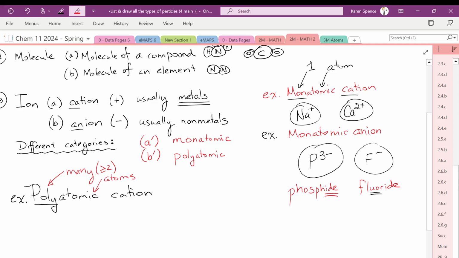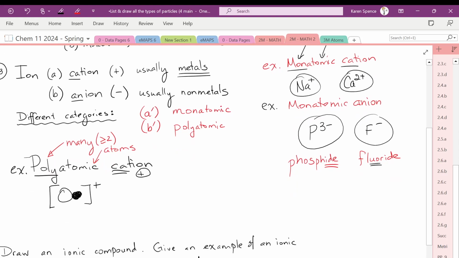Does anyone know a polyatomic cation? Hydroxide. That one's negative. There's not very many, to be honest with you. So if you were to draw a polyatomic cation, all I know is that I need more than 1 atom stuck together. And what does it need to have? It needs to have a positive charge. And so this is where we would use the brackets and we would put the plus. That's just a generic polyatomic cation. I don't think that one even exists, but that's okay.